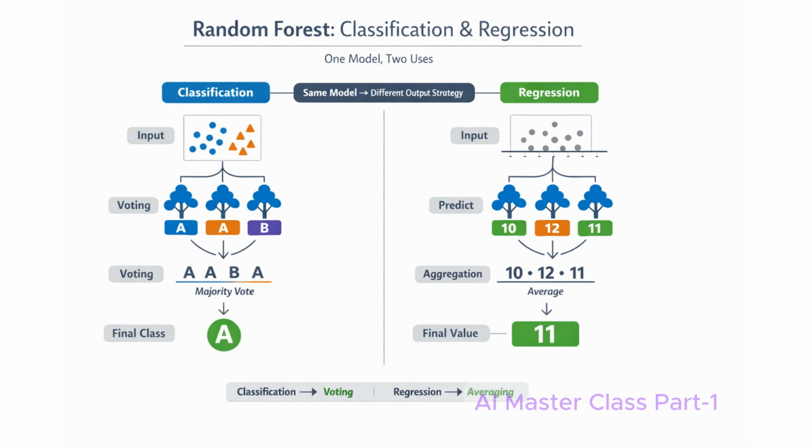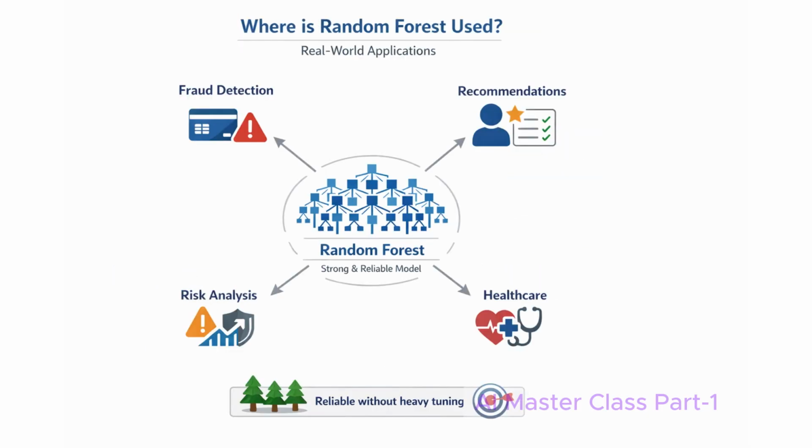Now let us talk about where random forest is actually used. Random forest is used in a wide variety of real world problems. For example, fraud detection, recommendation systems, risk analysis. So basically, anywhere where you need a strong and reliable model without too much tuning.